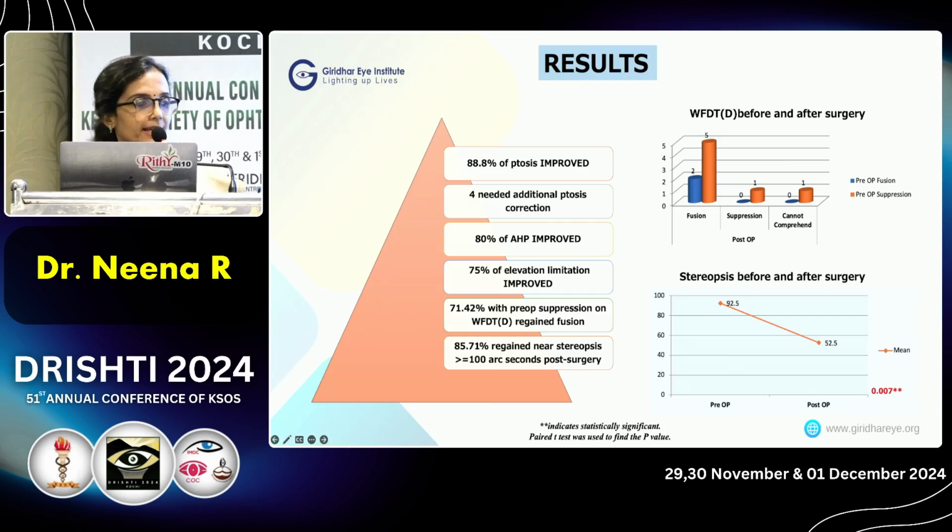In our study, about 88.8% of the ptosis improved, although 4 needed additional ptosis correction. 80% of the AHPs improved, 75% of the chin elevation limitation improved, and 71.4% with preoperative suppression for distance regained fusion after surgery, and 85.7% regained near stereopsis better than or equal to 100 arc seconds. This gives you the improvement in the stereopsis from 92.5 to 52.5 post-op with a significant p-value.